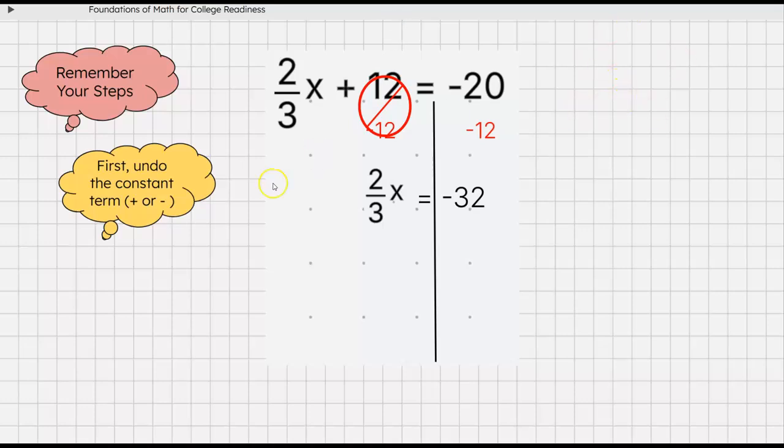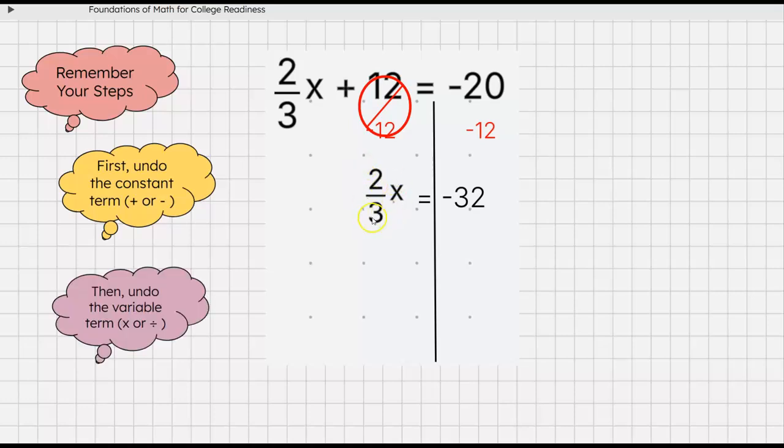Now, we're still focused on the side with the variable because our goal is to get it by itself. And we have this fractional coefficient. And we need to undo this fractional coefficient somehow with division or multiplication, right? Because it's fractional. Does a fractional coefficient mean to divide or multiply? Well, I don't want you to get too tripped up on that because remember, dividing by a fraction is the same thing as multiplying by the reciprocal. So that's what we're going to do.